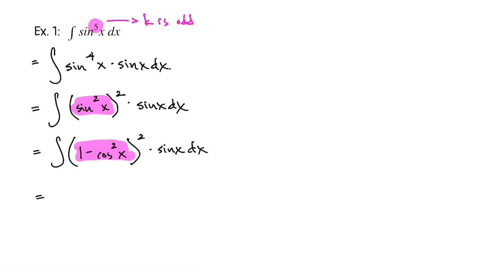And now what I have to do is take this power of 2, and I am not going to just distribute it like 1 squared minus cosine to the 4th squared. Don't do that. What we're going to do is actually FOIL this out. If I wanted to write it out the long way for the first time that we're doing this, I would write it like this.